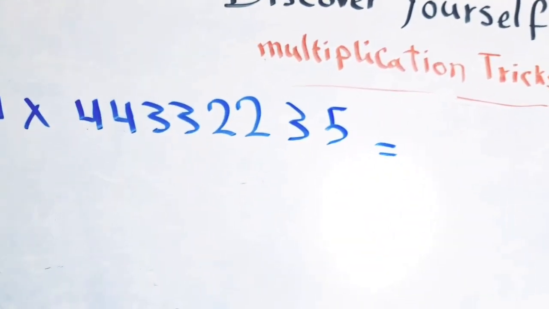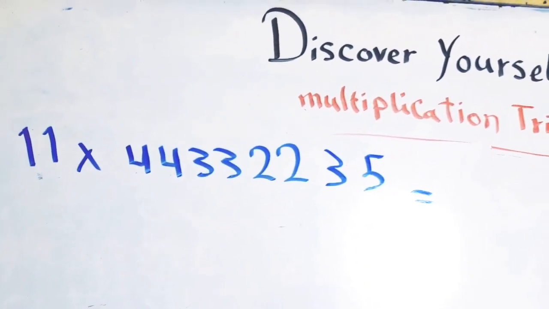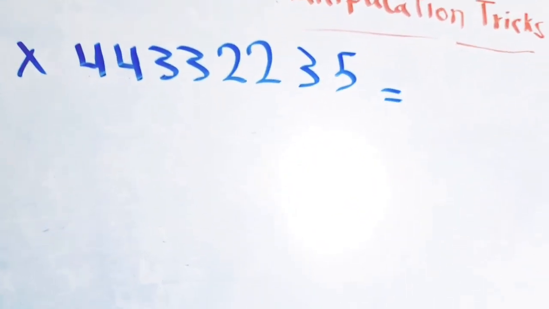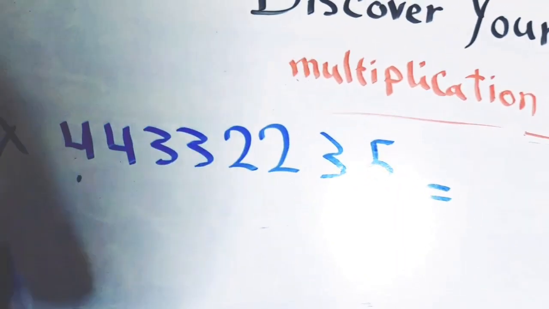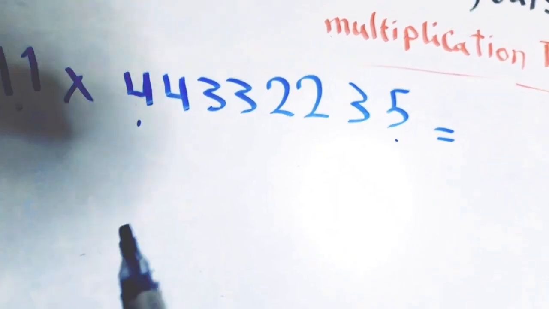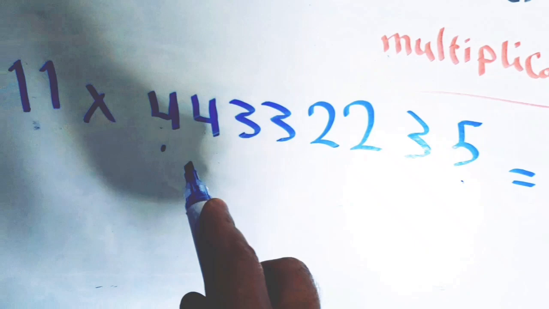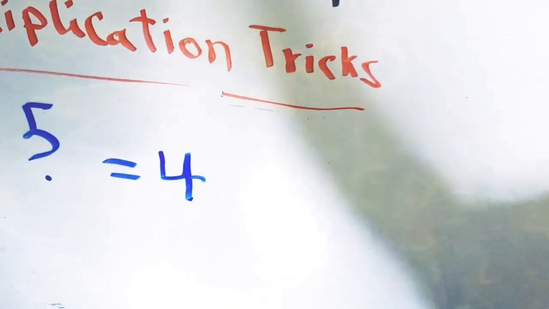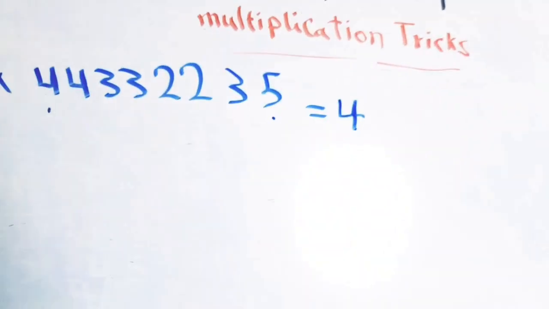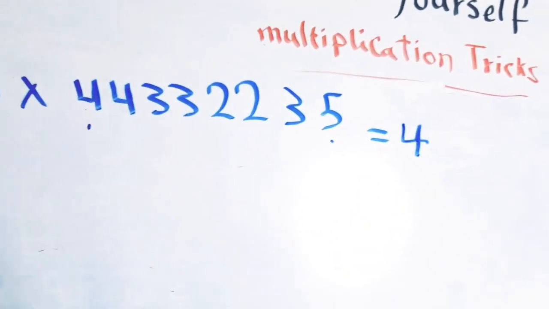It's a very large number, but we can use the same trick in order to reach the multiplication product. We look at the first digit and the last digit. We write the first digit 4. We write the last digit, 5. Then we do sequential addition from the right side to the left side.